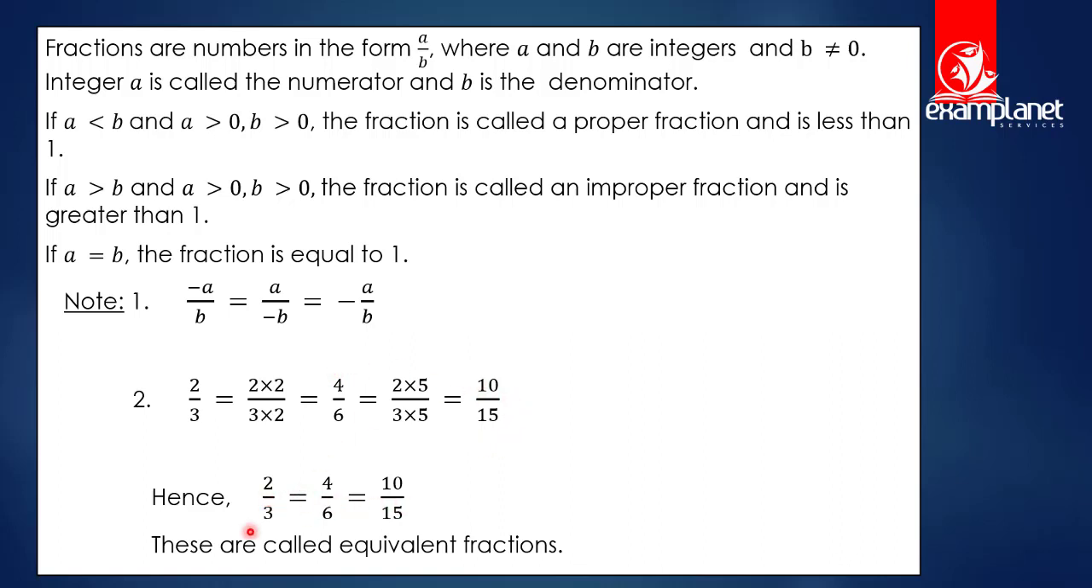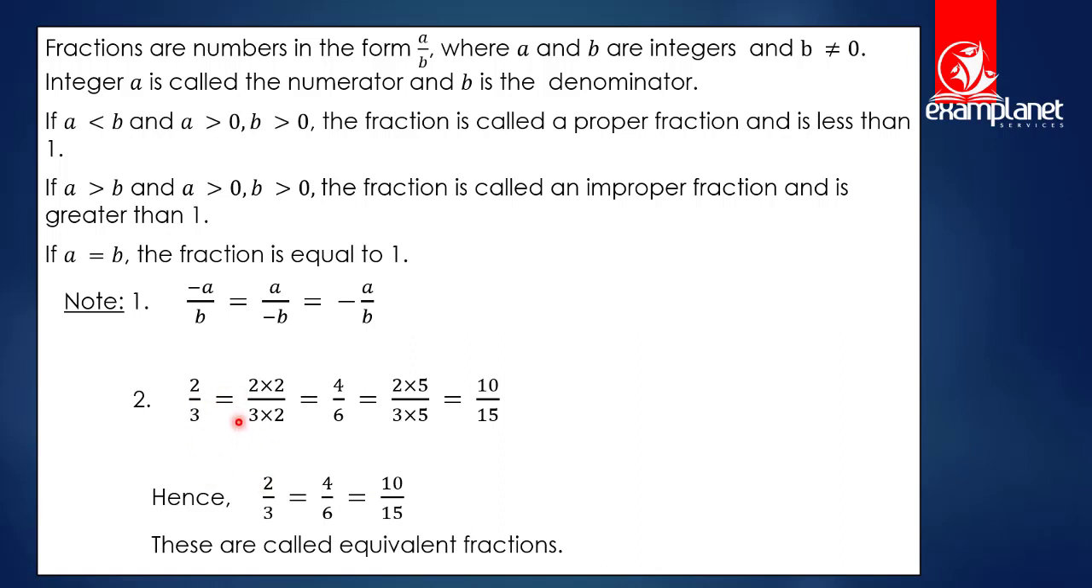These are called equivalent fractions, because if you cut 4 over 6 down by dividing each of these numbers by 2, you are going to have 2 over 3. If you divide 10 over 15, dividing each number by 5, you still have 2 over 3. So it means these 3 fractions are the same. They are called equivalent fractions.